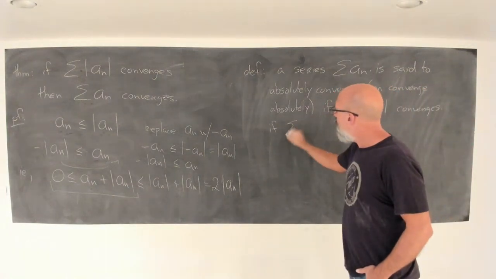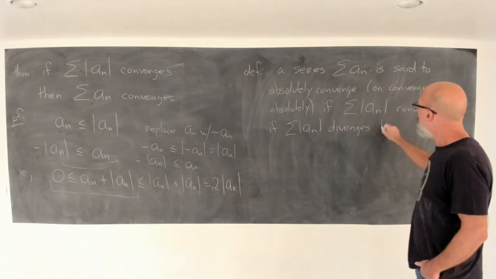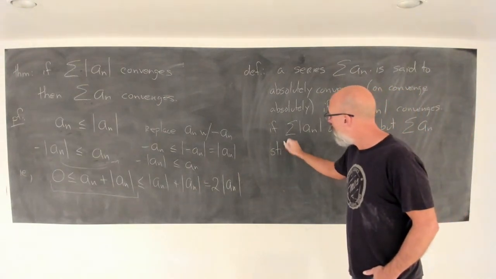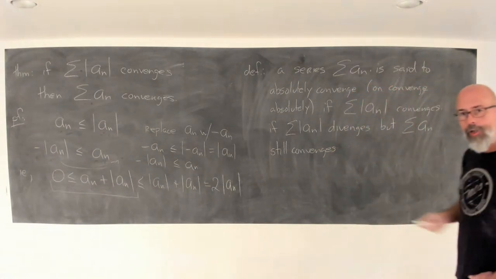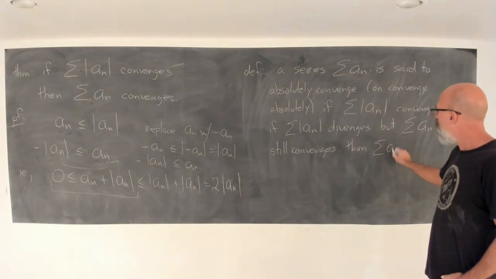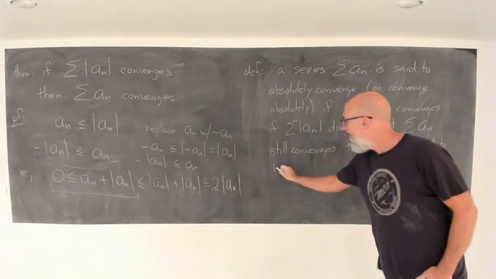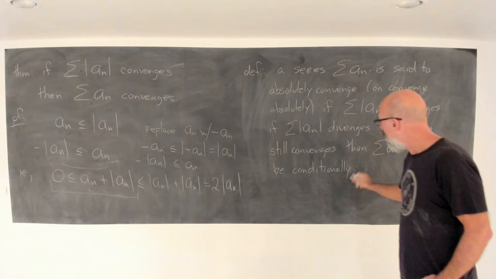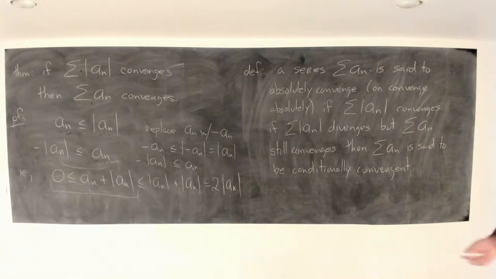If the series of absolute values diverges, but the series itself still converges. Right, it's a possibility. Then the series an is said to be conditionally convergent, or to converge conditionally.